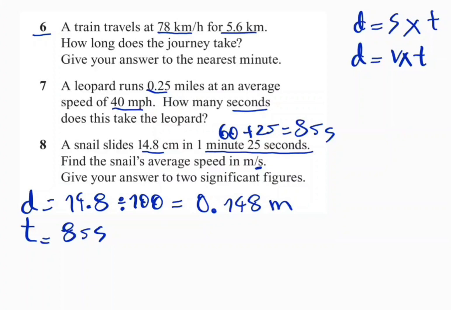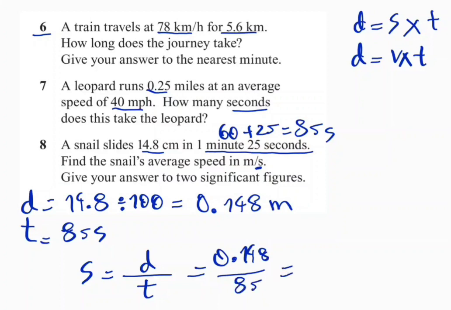So now we have converted all the parameters to the units that we want. And now let's work out the last step, which is simply using the formula. The formula is that the average speed is equal to distance divided by time, and the distance is 0.148, time is 85. Okay, so this gives us a very long decimal.